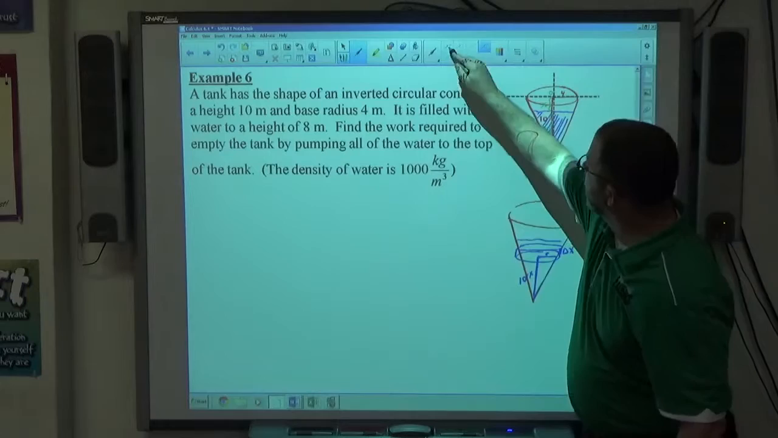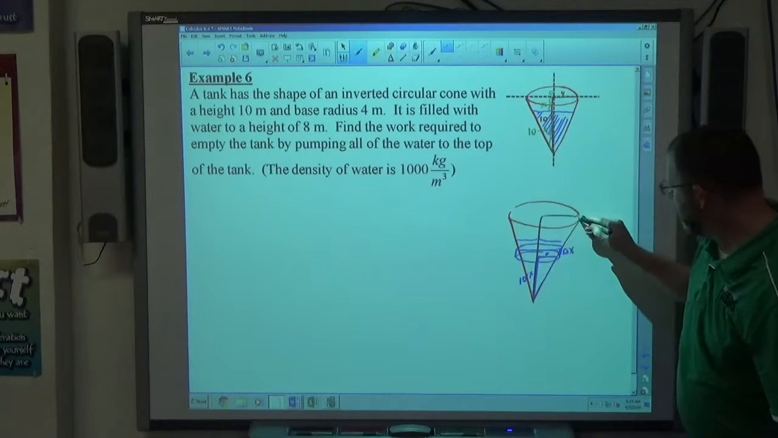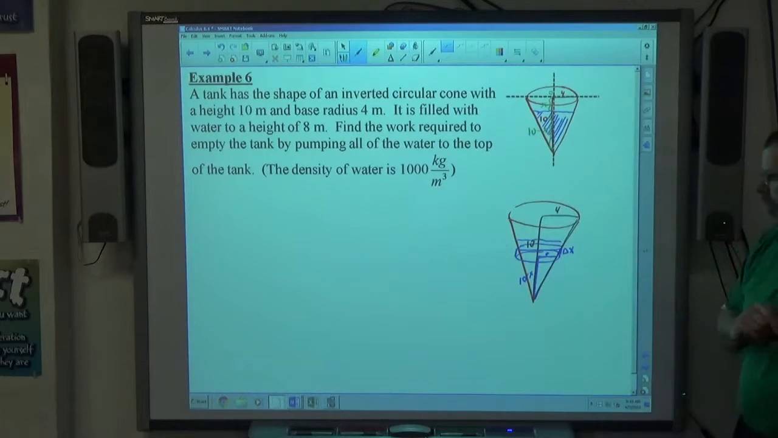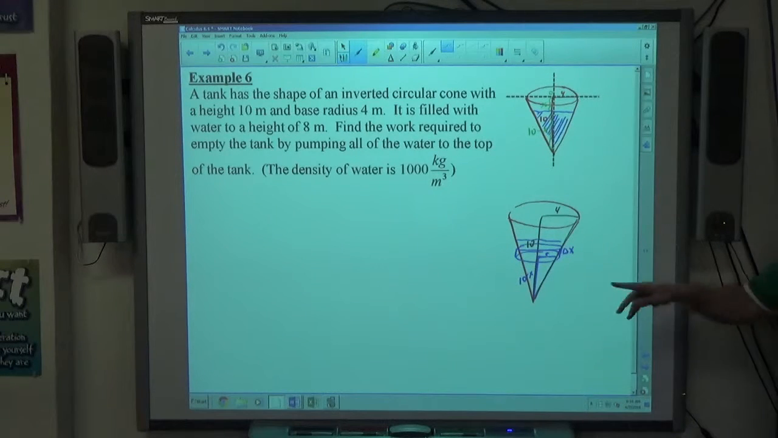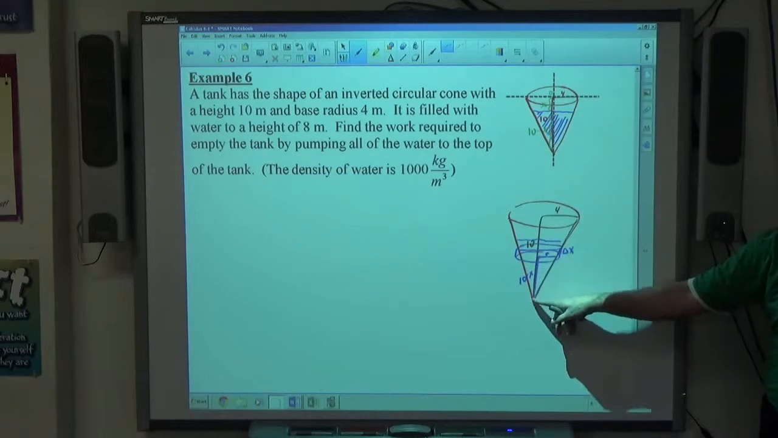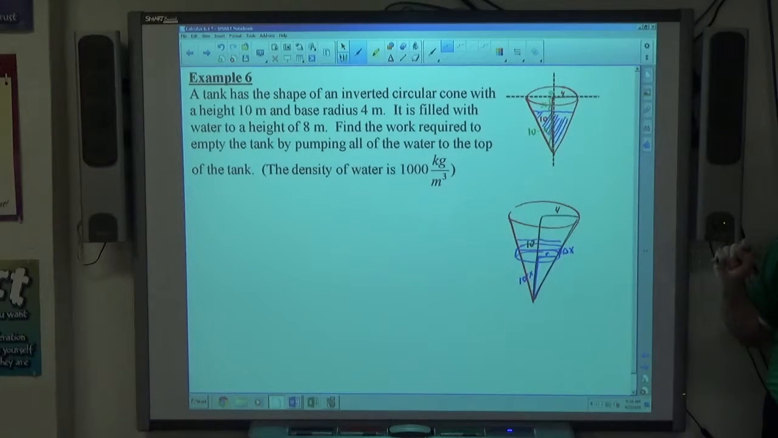And then looking at the entire thing, we have a radius of 4, we have a height of 10, and we have a hypotenuse here, right? We have those overlapping triangles. The importance here is, I'm worried about this disk. I'm not worried about the whole cone of water. I'm worried about the disk. But I really need that radius to be in terms of x.